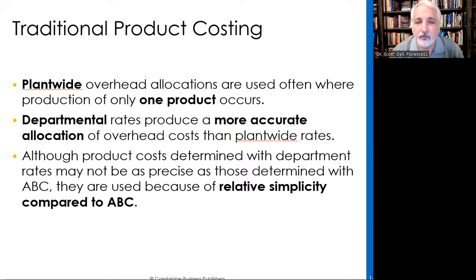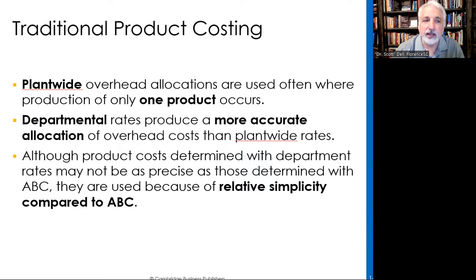If we have a plant-wide overhead allocation, using one product rate, it's great. It's easy. One level of analysis. ABC has multiple levels. So we have a departmental rate, which produces more accurate allocations of overhead cost than a plant-wide rate. So if we have multiple departments, that's going to be much more accurate than going with one global catch-all rate, a plant-wide rate. Although product costs determined with department rates may not be as precise as those determined with ABC, they are used because they're a heck of a lot easier.